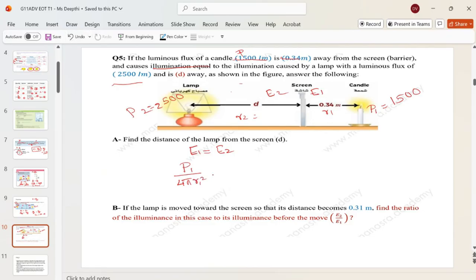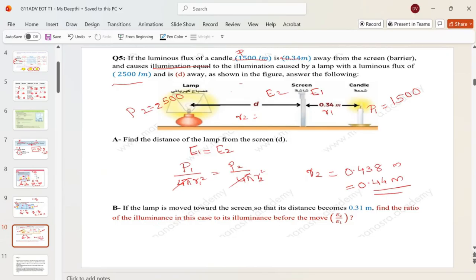P1 by 4 pi R1 square equal P2 by 4 pi R2 square. So the 4 pi and 4 pi cancel, and you will just substitute the values and you will get the answer R2 as 0.438 meter, which you can round to 0.44 meter. Okay, so that is the answer. You only need to have 2 decimal points, so you can round the remaining numbers. Okay, so check whether you get this answer.